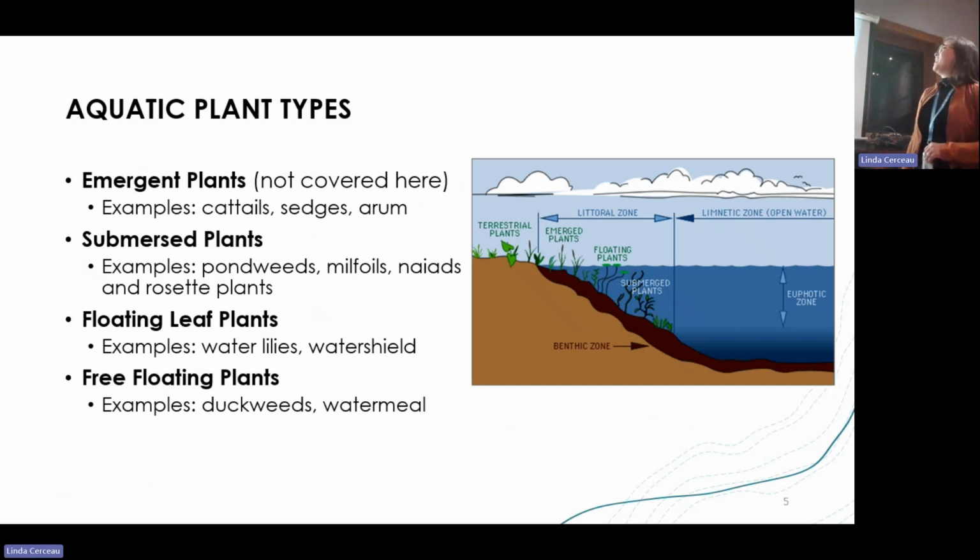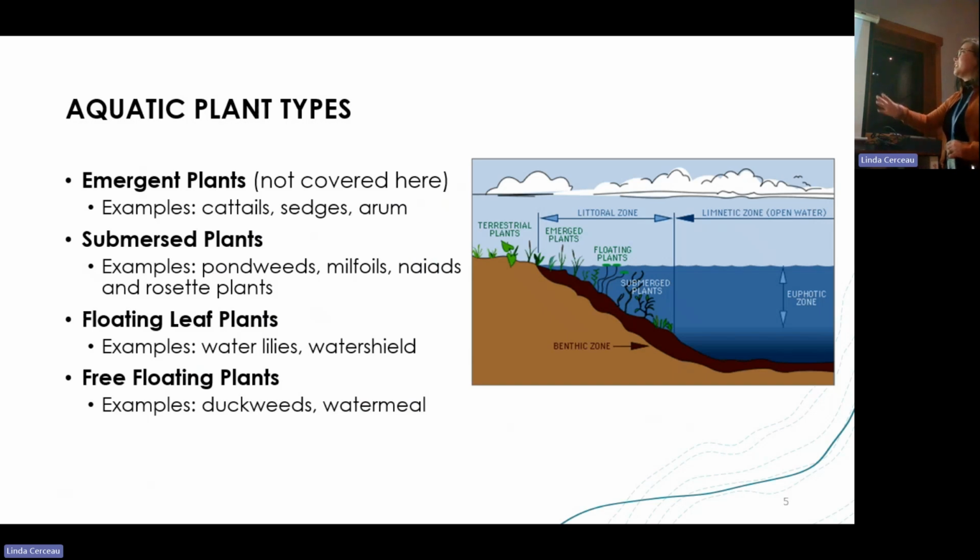And so starting out with aquatic plant types and the basics. We have emergent plants, which we're not really going to talk about today. That's a whole separate presentation. But that would be your cattails, your sedges, your duck potatoes. Then we have submersed plants, which we're going to talk a little bit about. That's your pondweeds, your milfoils, your naiads.